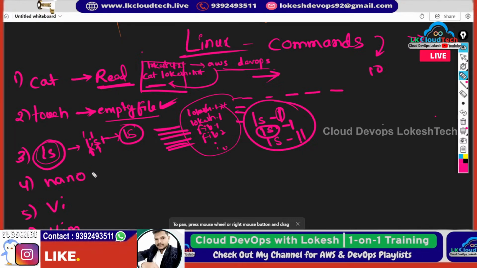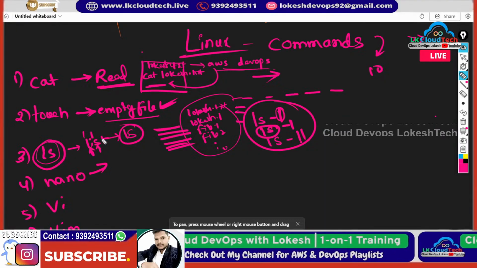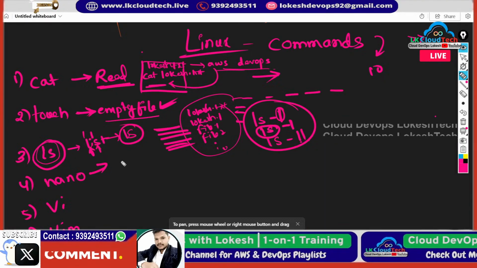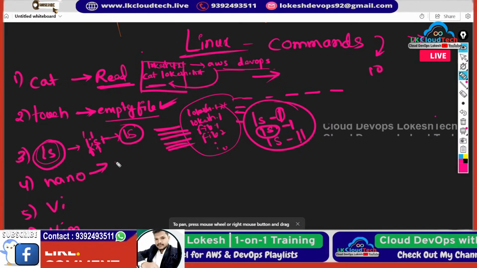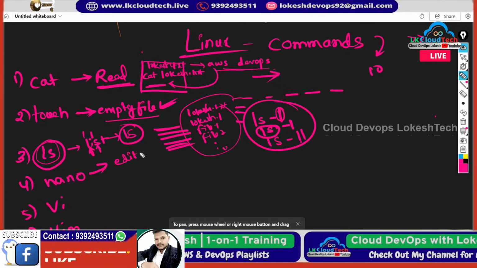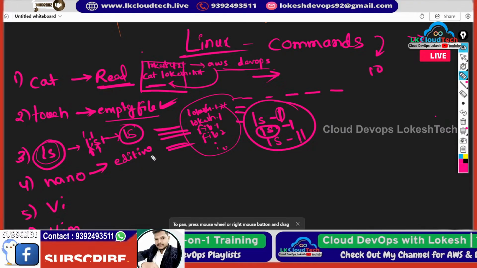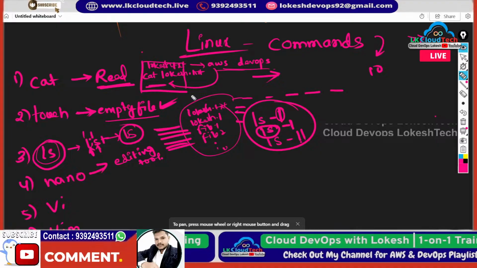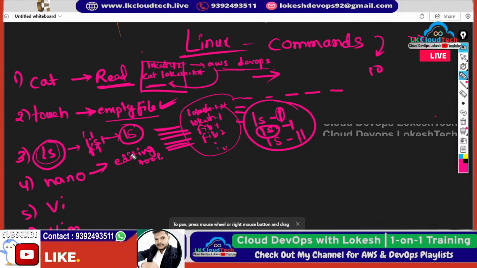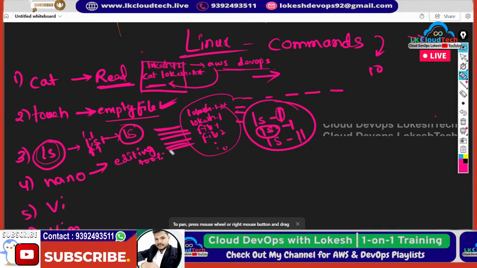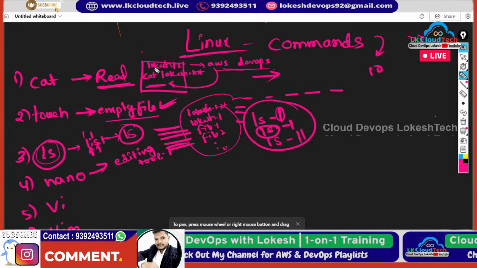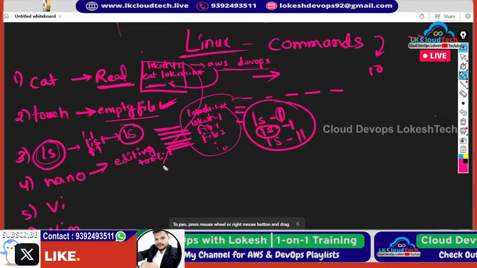Next, nano. Nano is actually an editing tool. It is one of the editing tools. For example, say some file is there, like lokesh.txt.